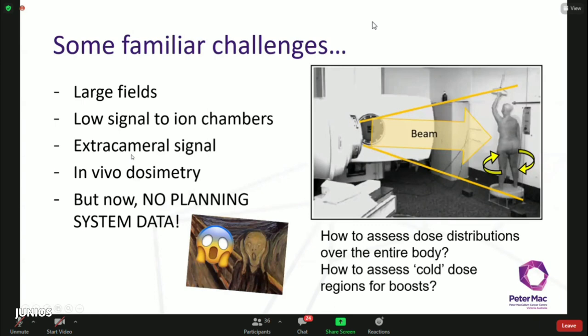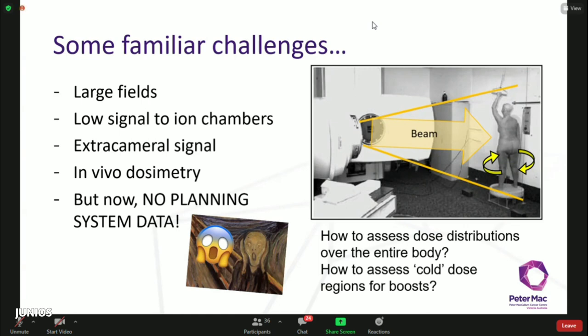So, some familiar challenges associated with TSEB. We're again talking about large fields. We're also talking about low signal to our ionization chambers as they're used in the field. We're also again dealing with that familiar extracameral signal as a lot of cable ends up in the field. We also of course need to include in vivo dosimetry. But a unique challenge associated with a rotating TSEB is that there's no planning system that will calculate for you the dose to a rotating body at a time.